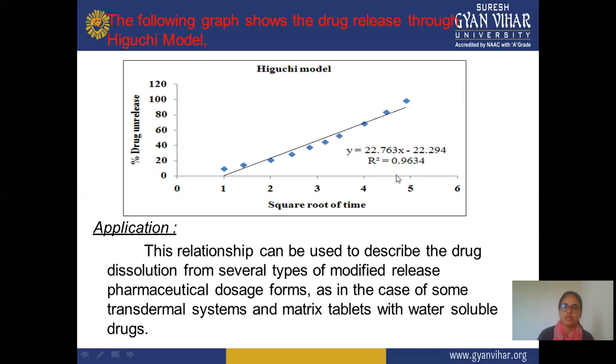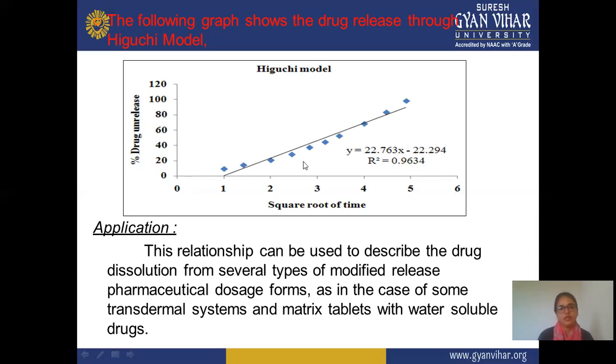This is the Higuchi model, and the R square value of this Higuchi model is 0.9634. This is the standard value of R square. If your value is in this range or nearby this R square value, then you can see that the dissolution follows the Higuchi model, and it shows a proper dissolution release mechanism or release process. And Y is equal to 22.763x minus 22.294. So it gives the R square value, and this is the value for R square in the Higuchi model.